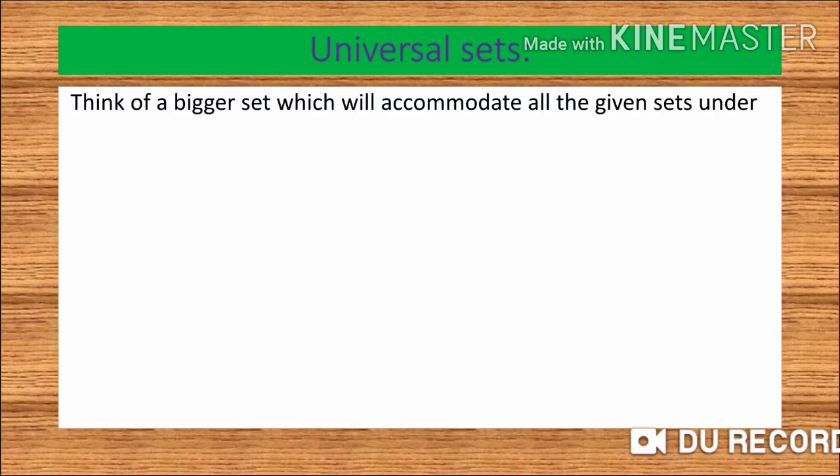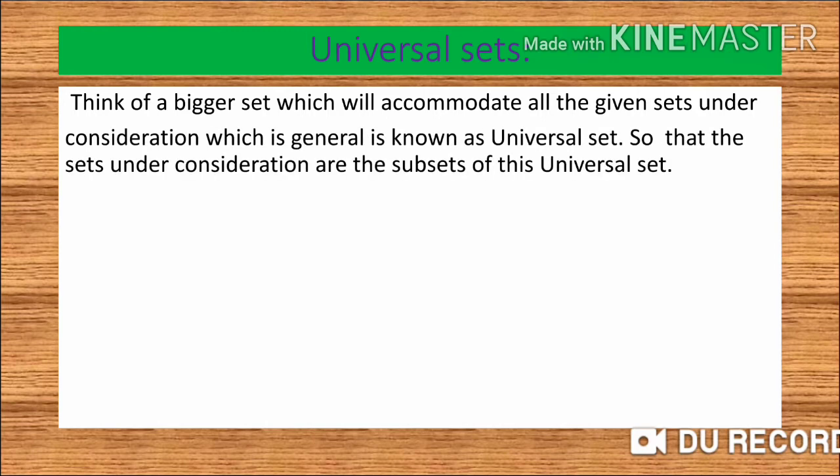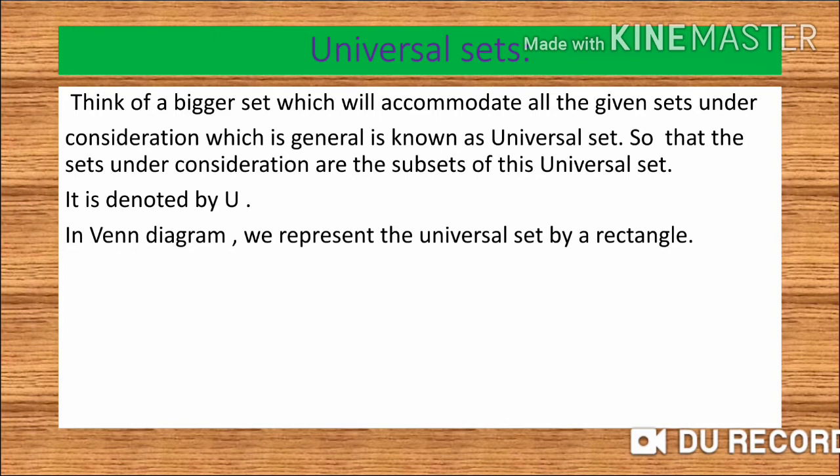Now let's study what is universal set. Think of a bigger set which will accommodate all the given sets under consideration, which in general is known as universal set, so that the sets under consideration are subsets of this universal set. It is denoted by capital U. In Venn diagram, we represent universal set by a rectangle.